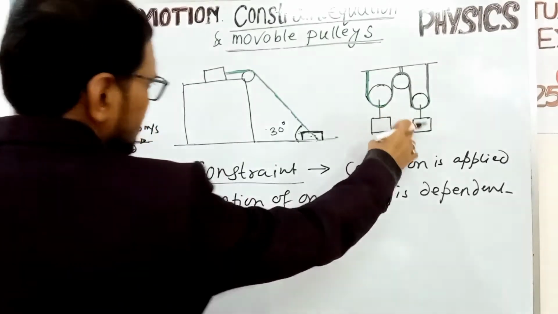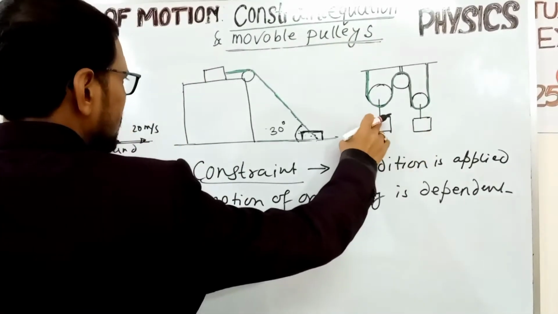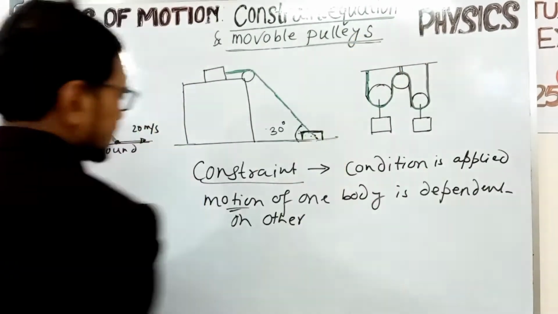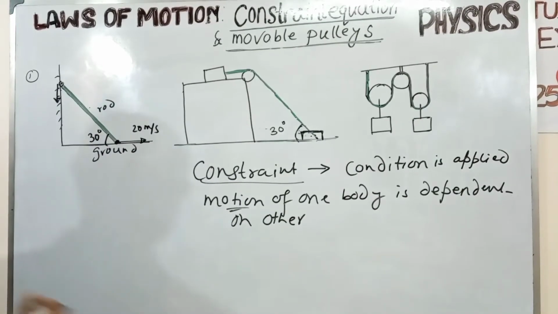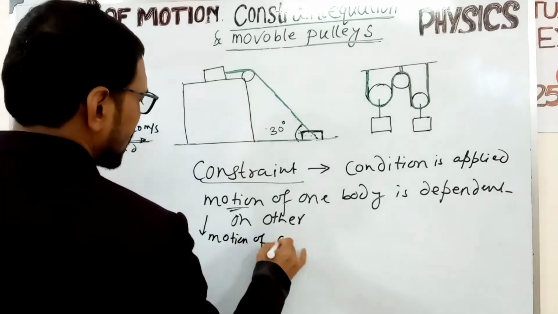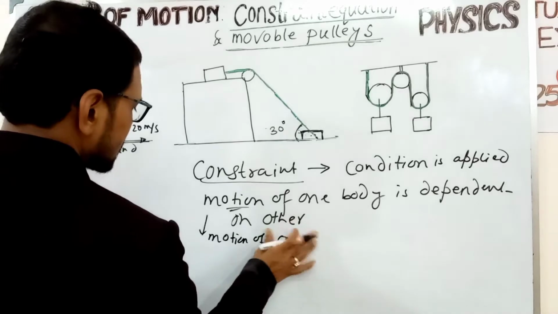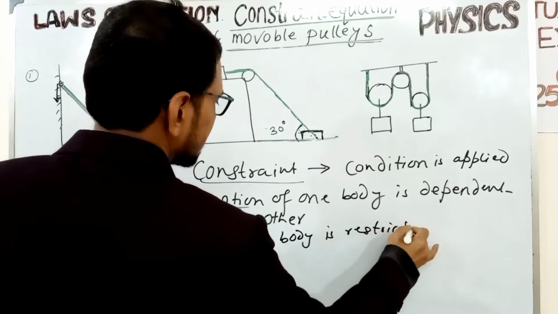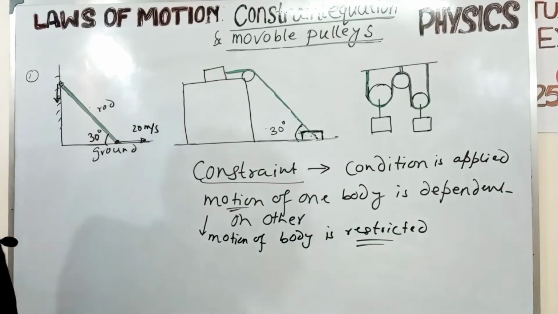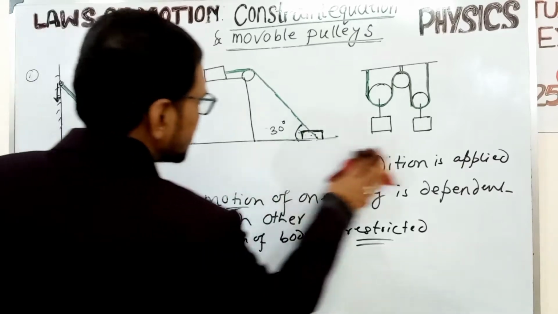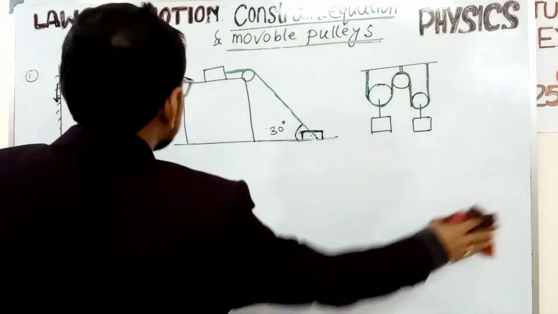So here also, the velocity of this block is dependent on the velocity of this block, because the whole system is tied by string. Motion is constrained means motion is restricted. This is the meaning of constraint: the motion of one body is dependent on the other, that is, the motion of the body is restricted. So this is the constraint equation, meaning the body cannot move freely.